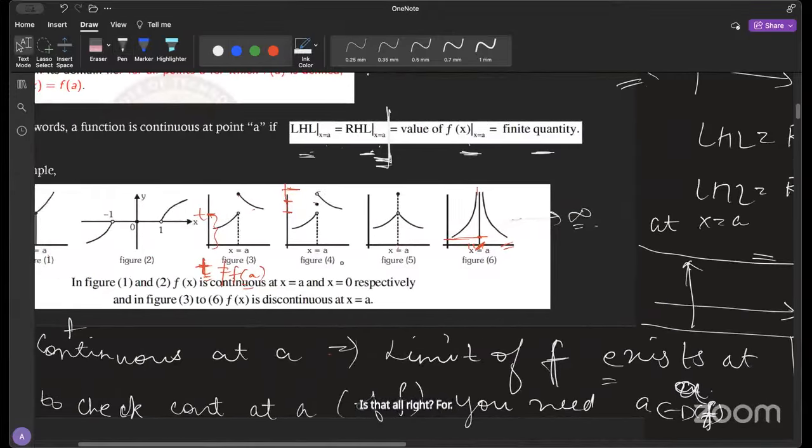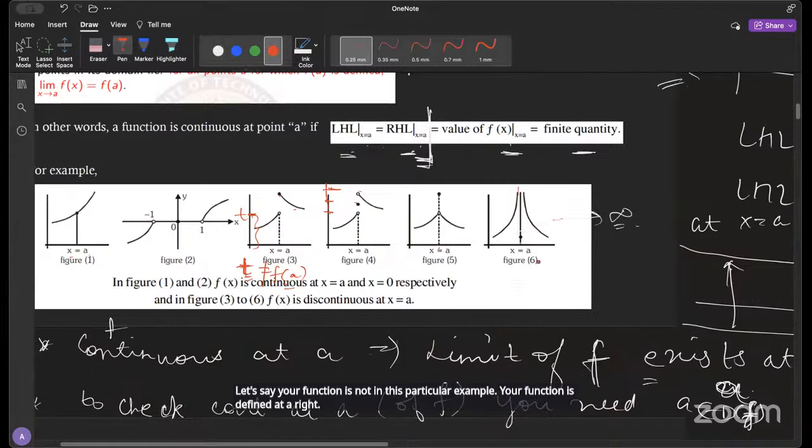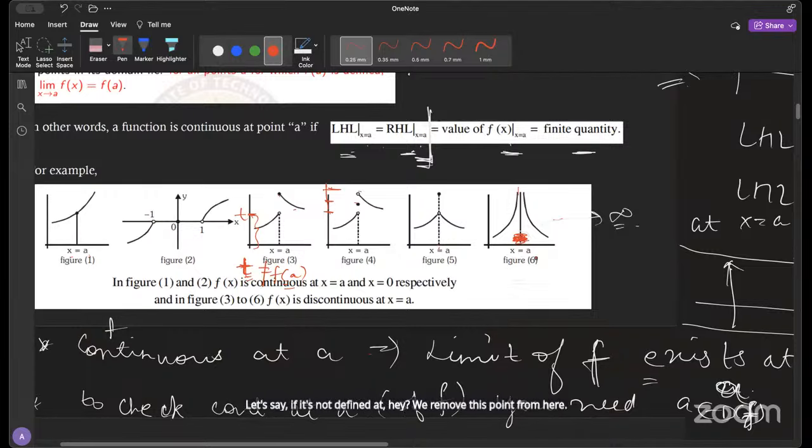For example, take this only. In this particular example, your function is defined at a, right? Let's say if it's not defined at a, we remove this point from here. Now this function is not defined at a, but this still has a limit, right? Its left hand limit and right hand limit are both infinity. So it does have a limit. And you can still find the limit of this function at a, even though your function is not defined at a, right? Same goes in this one. Is that clear? Yes, ma'am.